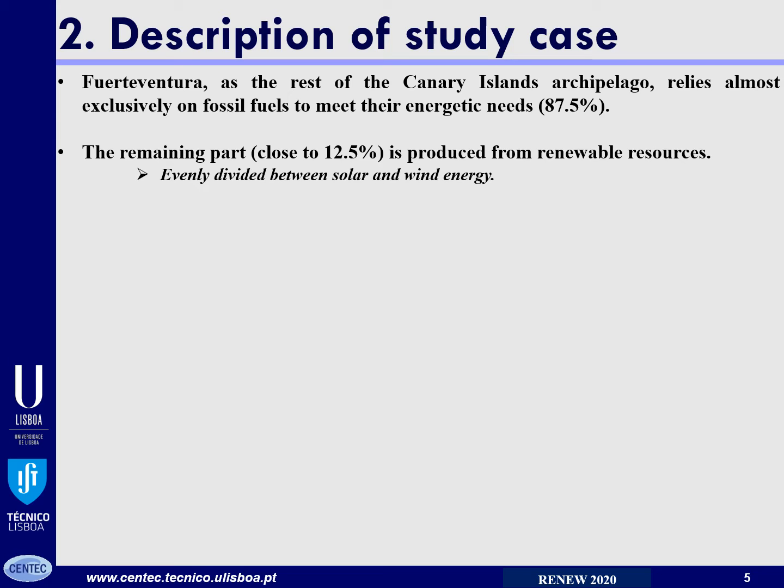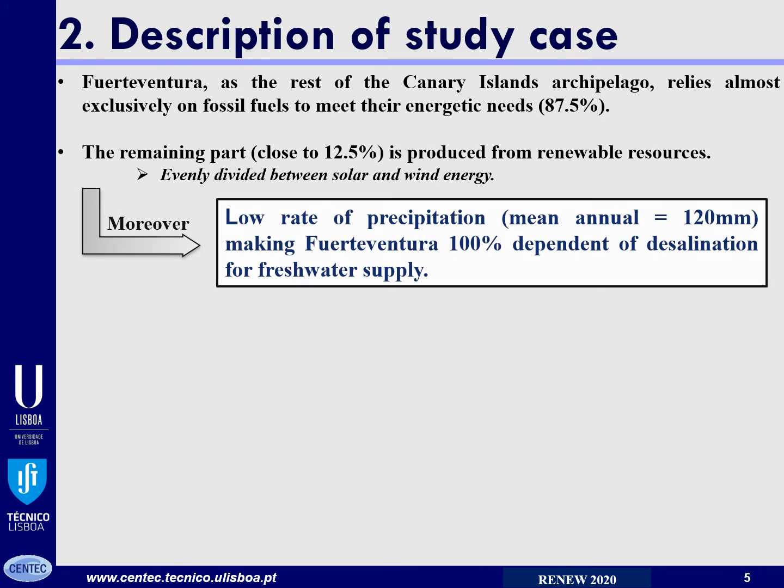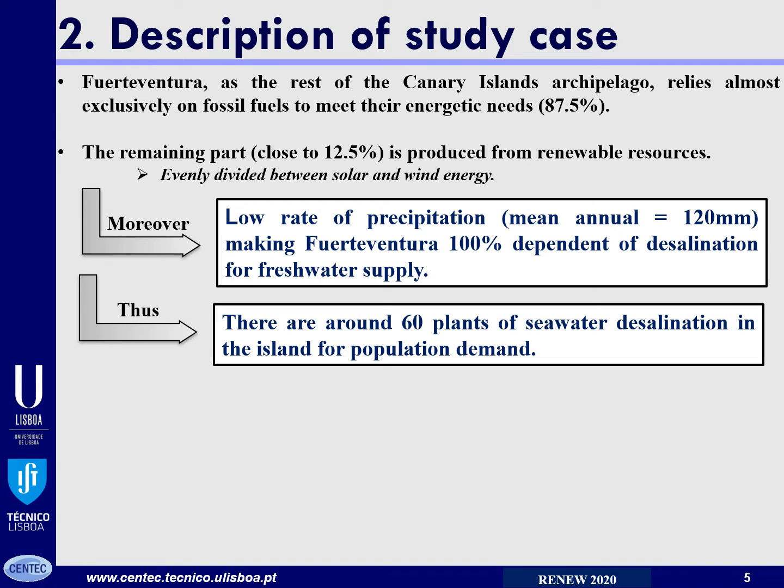Description of the study case. Fuerteventura, like all islands of the Canary Archipelago, is fossil fuel dependent for its energetic needs. Just a few percent comes from renewable sources, mainly solar and land wind. Moreover, the low precipitation during the year makes the islands 100% dependent on desalination for freshwater supply. Thus, as the population increases, the number of seawater desalination power plants also increases, resulting in energetic demand problems.